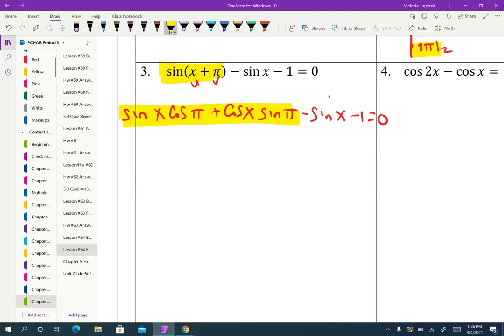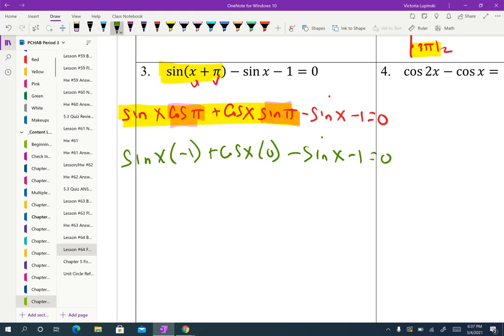Don't forget that other stuff, though, minus sine x minus 1. Again, hopefully looking at these problems, you notice now that you have some unit circle values. So those unit circle values, you can and should replace them. So sine of x, the cosine of pi, either you've memorized it or your unit circle is going to tell you that it's negative 1. The sine of pi, that's a 0. Minus sine x minus 1 equals 0. Taking a look here, the cosine of x times 0, that's simply going to cancel out. This is going to give you negative sine of x minus sine of x minus 1 equals 0.